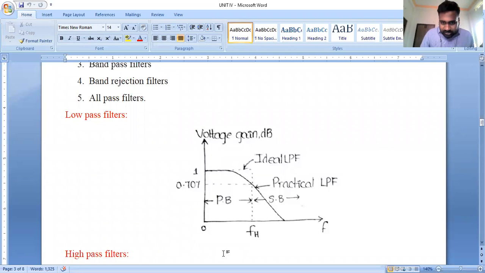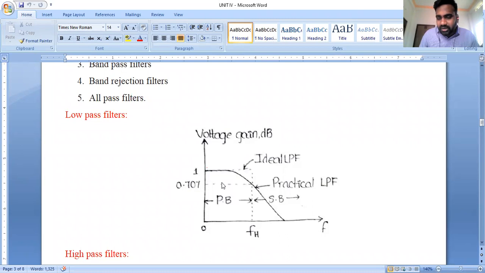See here, this dotted line, this inner dotted line. Only this is a passband region, only up to this particular set. Up to this particular passband region only.